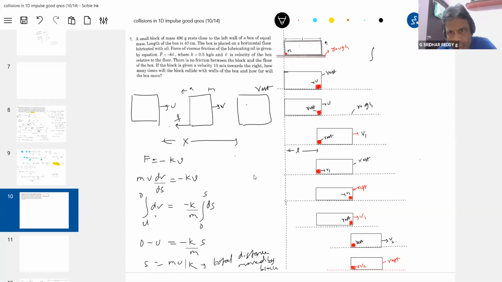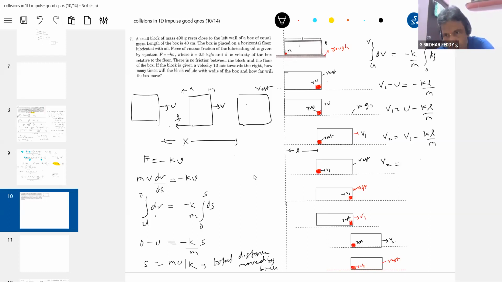The same way, with limits: dV from u to V1 equals minus k by m ds, from 0 to L. So V1 minus u equals minus kL by m. K we know, L we know, m we know, and u. So V1 equals u minus kL by m. What about V2? V2 equals V1 minus kL by m. So when you substitute here, how much will you get? u minus 2kL by m.